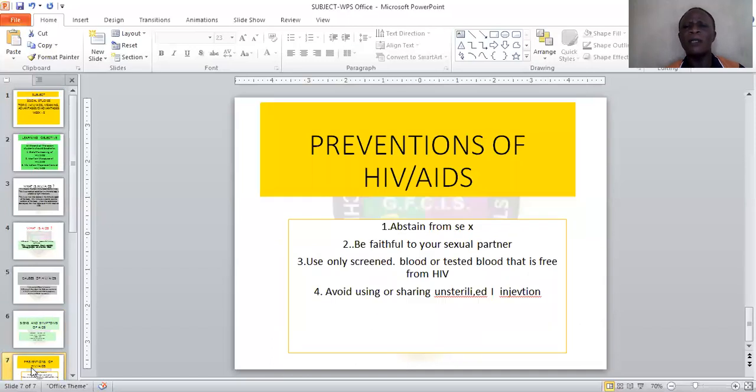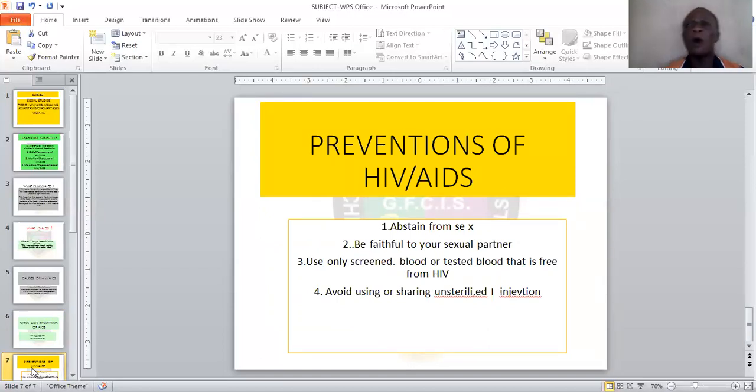Then, let's talk about the prevention of HIV/AIDS. How do we prevent ourselves from HIV/AIDS? One, you need to abstain from sex. I've taught you about abstinence, how to abstain yourself from AIDS, right? Two, be faithful to your sexual partner. Those are the matured people. Be faithful to your sexual partner.